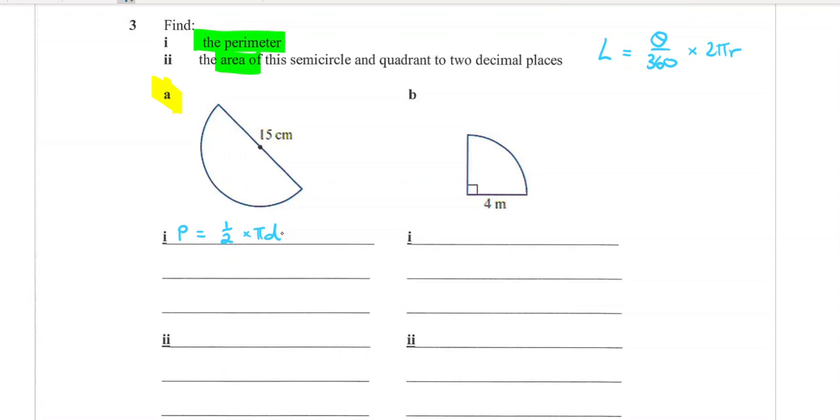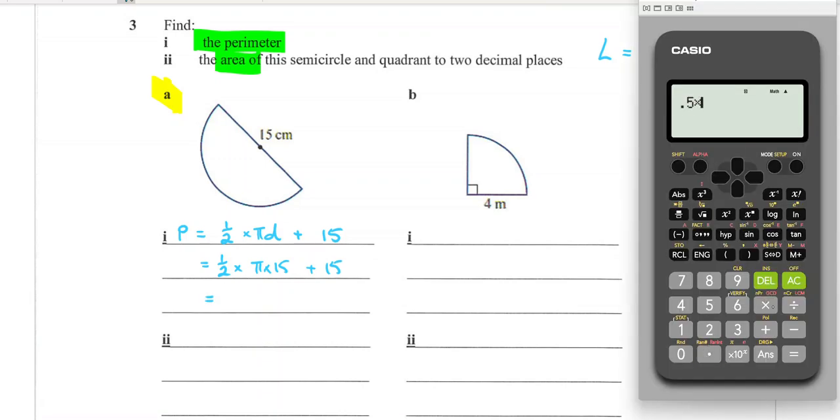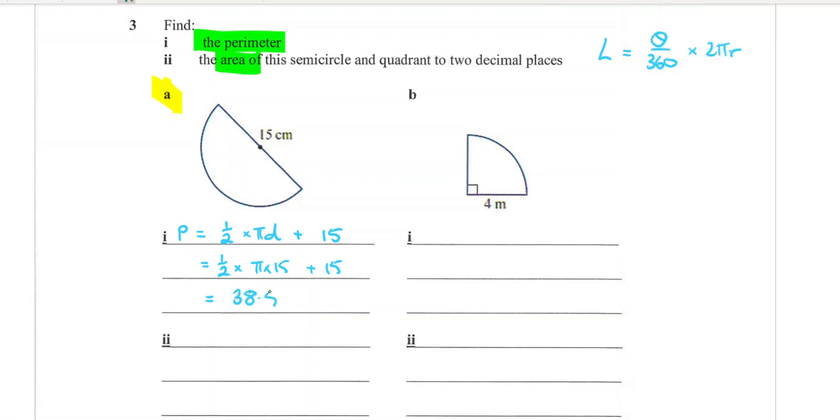Is that the whole perimeter? No, I still have to add on my straight side, which is 15. So it would be half of pi times 15 plus 15, and that will give me something. 0.5 is half. I'm just faster to type it in. So it's 38.56 centimeters. Let's do area now.